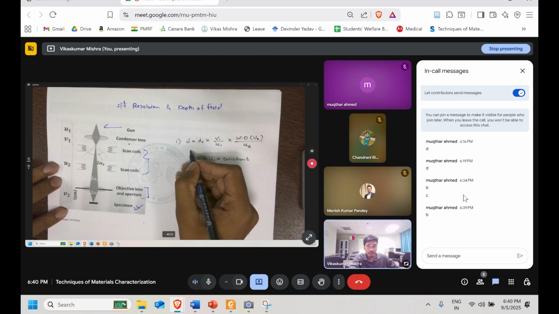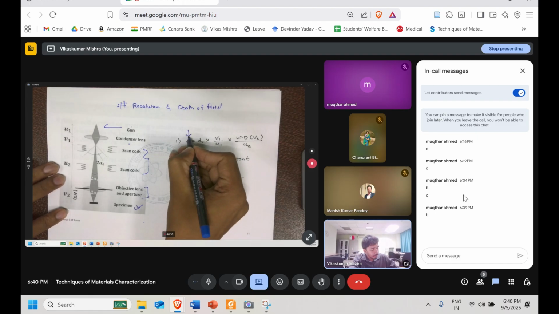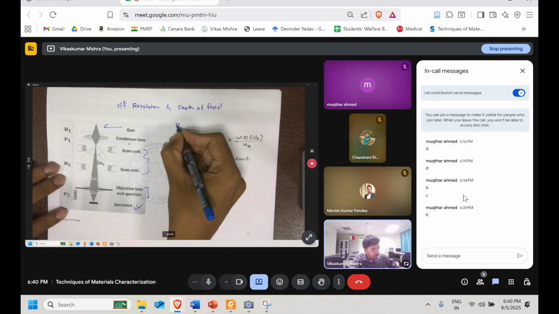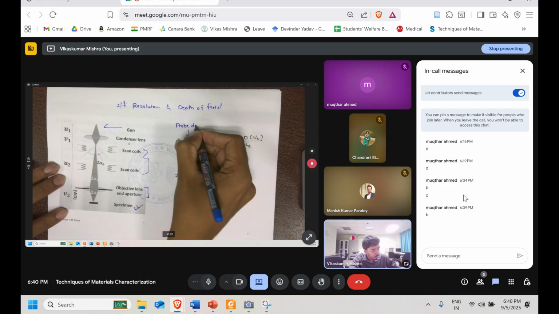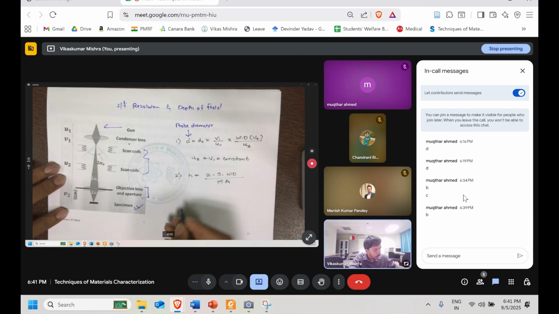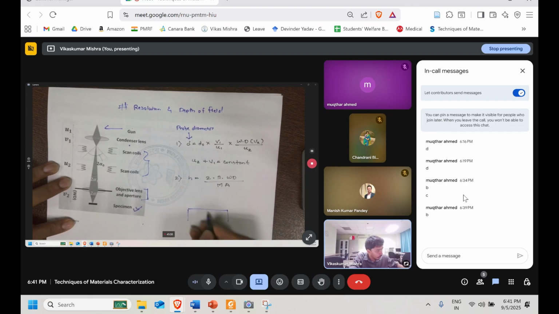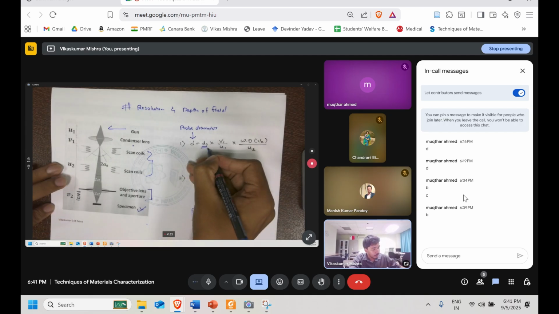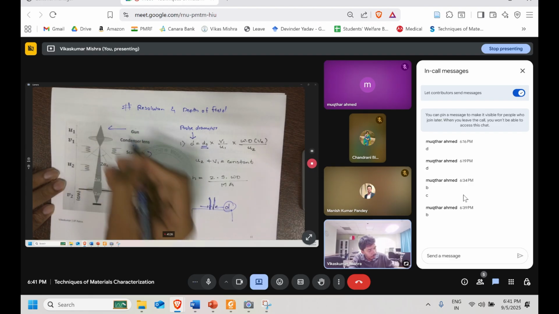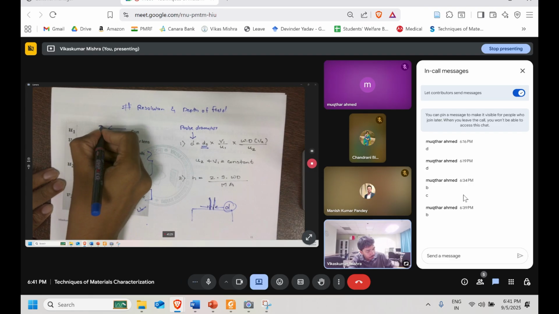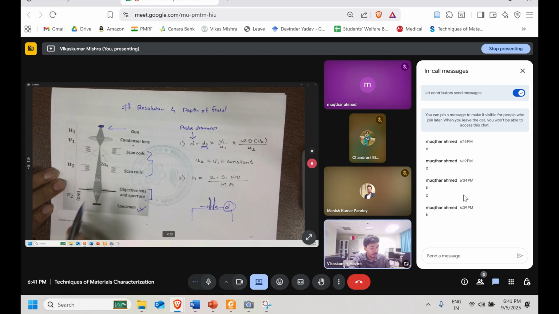In the first equation, this D is the probe diameter. This probe diameter is the spot of the electron beam which is going to hit the specimen. So let's say this is the size of the electron beam, something like this. This is D naught. D naught will come to D1, then D1 will come to the final position.